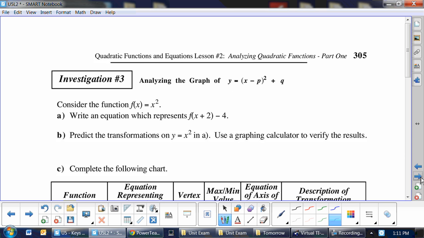Okay, so if you flip to the next page, now we get to put it all together. We have our equation here now. So it has both p's and q's. So we're moving up and down and left to right.